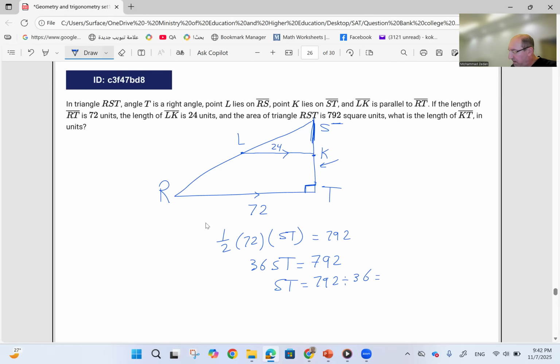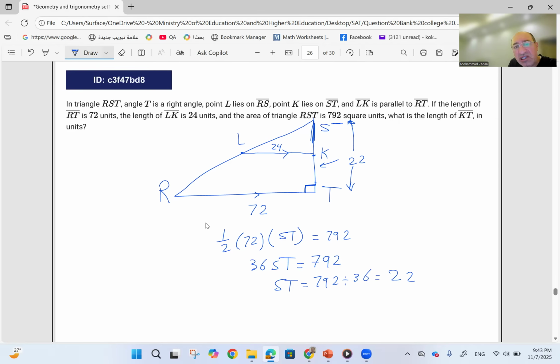792 divided by 36 gives you 22. So the length of this side is 22 units. Okay, the length of the side TS is 22 units. It will be the key now to determine the length of KT, in the same units.